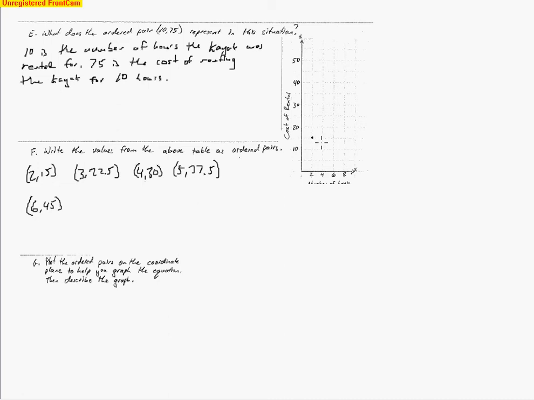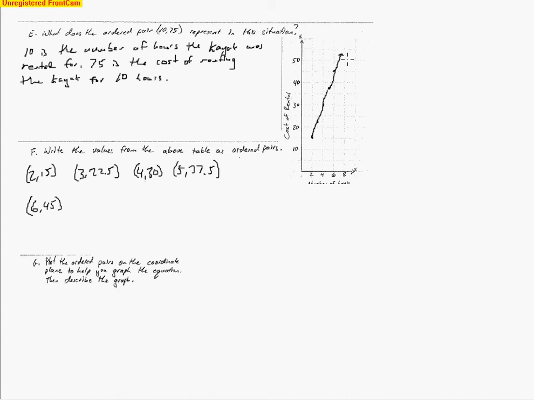And then it says (3, 22.5). So 3 is right in between 2 and 4. And then 22.5 is right in between 25 and 20. So it would be right about there. (4, 30), so that would go here. And then (5, 37.5). So 37 is above 35 but below 40. It's right in the center there. And then (6, 45). So we're up right there. And so now we go ahead and connect those points with a line and talk about what that is.